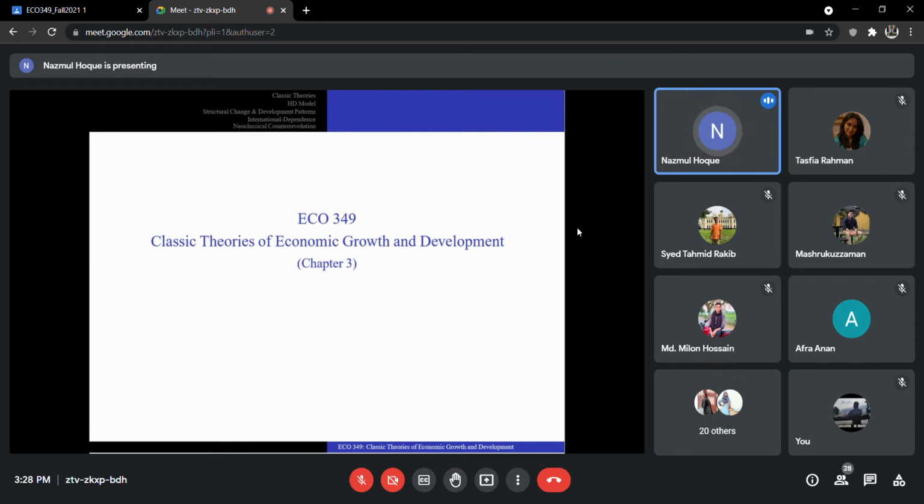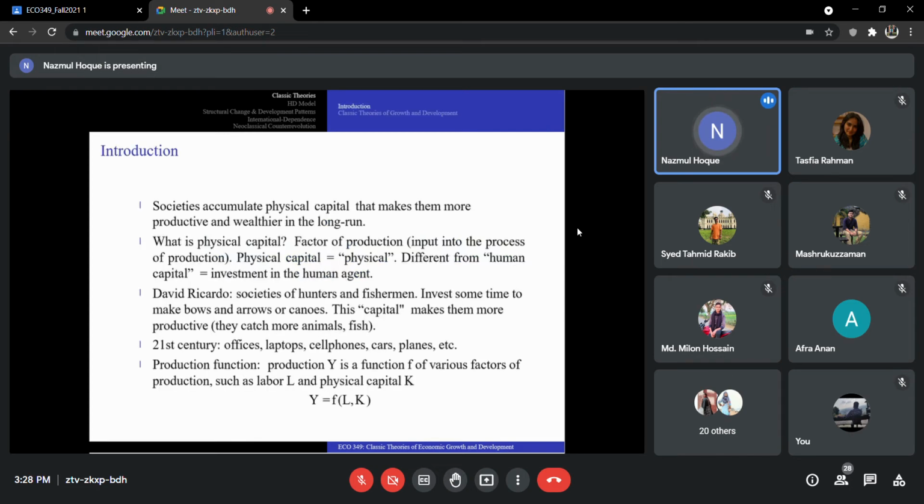Okay, so the main theme of these classic theories of economic development or economic growth basically focuses on accumulation of capital. Societies accumulate capital that makes them more productive and wealthier. When I say capital, I mean physical capital. You're familiar with this production function from 302.